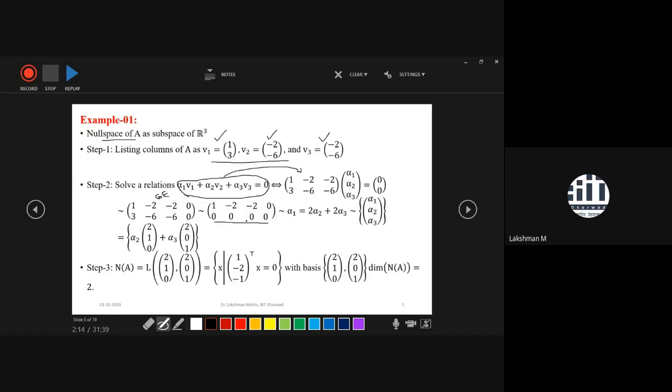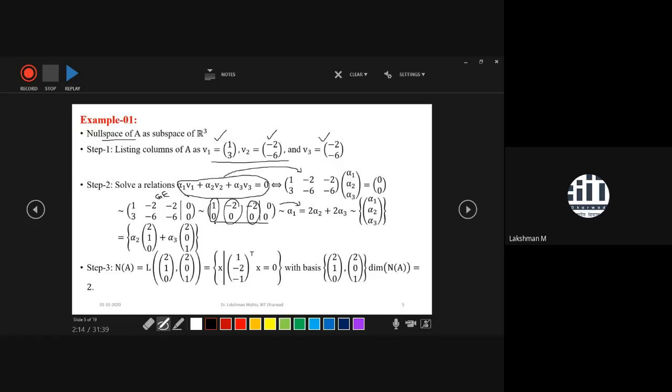After getting the reduced form, the last column is the augmented column. I would always like to recall this: the last column is not part of the coefficient matrix, it is the augmented column. Now, once we have the reduced augmented matrix, we can revert back to the reduced system. We can easily observe that in the reduced system there is only one pivot column. The first column is the pivot column, and the second and third columns are non-pivot columns.